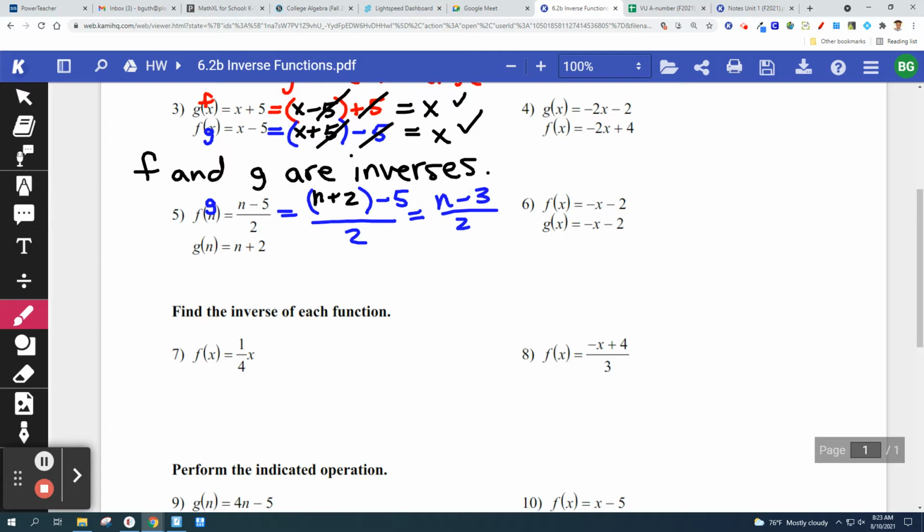There's nothing else that cancels or does anything, okay? This does not work. And I'm done. I don't have to do the rest of it. As soon as you know it doesn't work, you're done, stop. So this tells me f and g are not inverses.